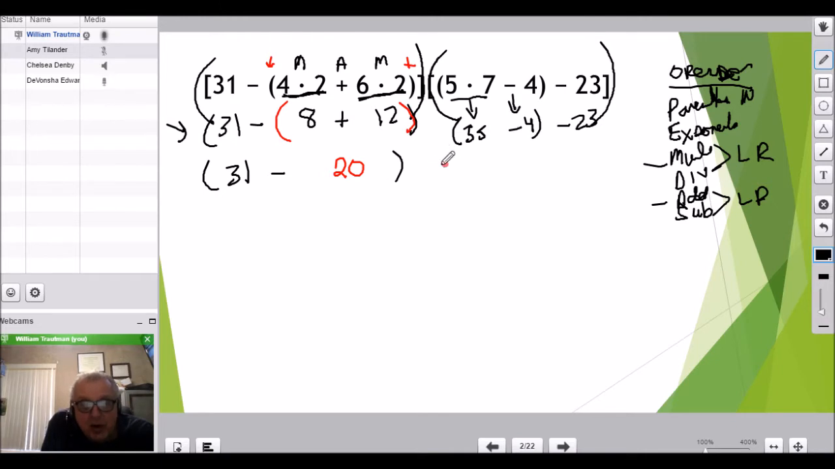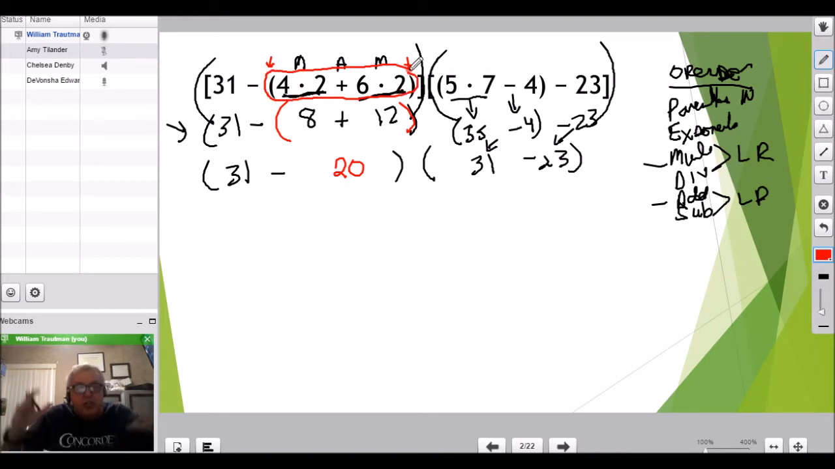Okay, so then we're on the other side, and we're going to do 35 minus 4, which is 31. We did that, and then I'm going to bring this minus 23 down. Okay, so does everybody understand what happened there? We do what's inside the big parentheses, but you have to do what's inside the smaller parentheses first. 4 times 2 is 8, 6 times 2 is 12. Then you add those together, and we get 20.